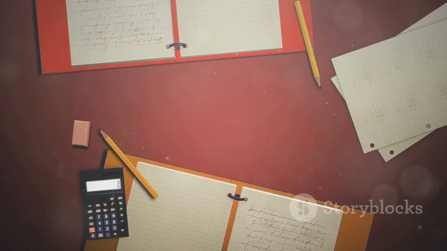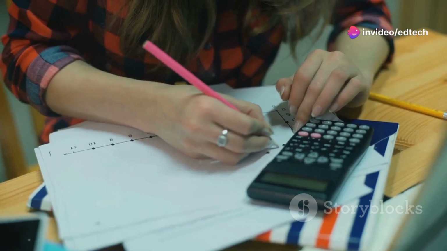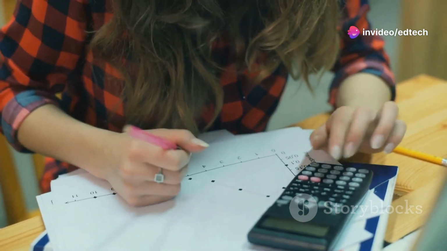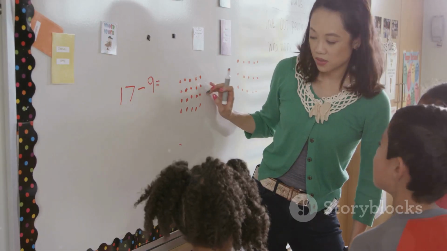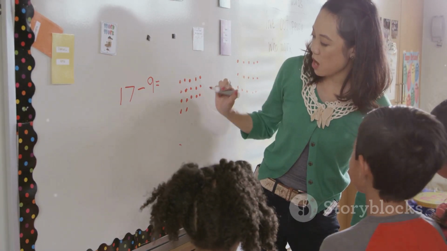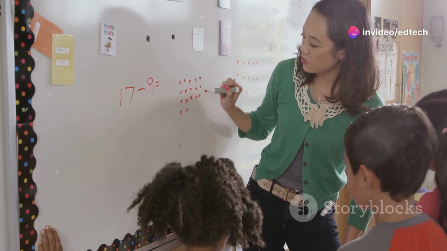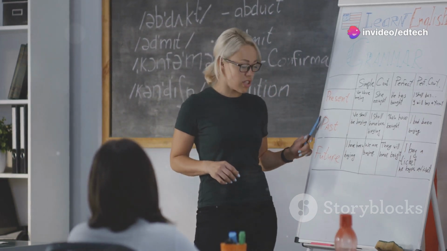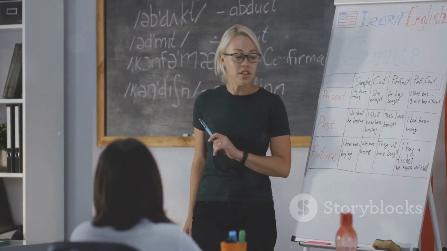For instance, the mean of the test scores 70, 80, 90, and 100 is 70 plus 80 plus 90 plus 100 divided by 4 equals 85. This gives us a quick snapshot of overall performance. The median is the middle value when the data is ordered. It's particularly useful when our data set has outliers. In our example, the median is between 80 and 90, which is 85. This can sometimes give a better sense of the data's center than the mean.